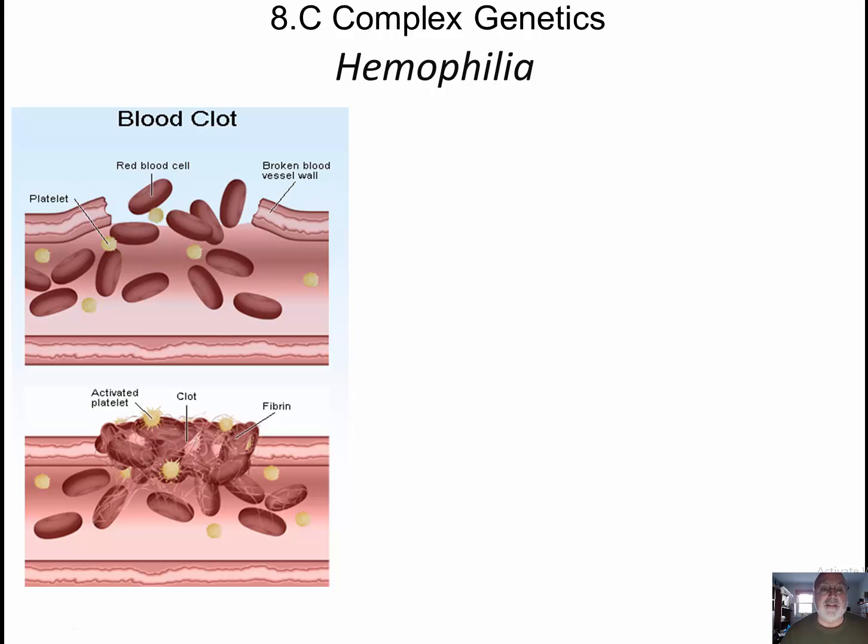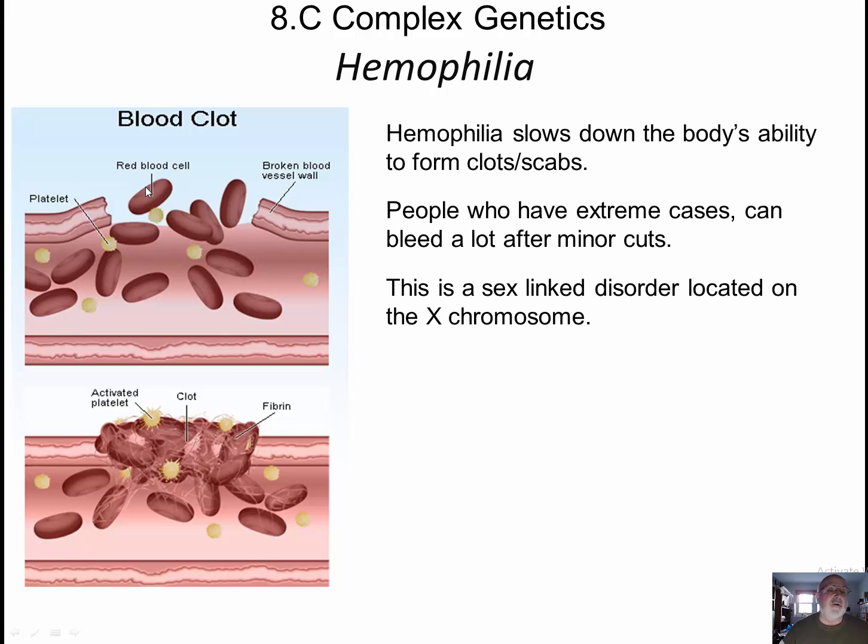Sorry, we have one more, hemophilia. Normal blood has red blood cells and white blood cells and plasma, as well as something called platelets. When we break a vessel, these go out and come in contact with oxygen or air, and they start growing this activated platelet clot material. It's fibrin, a protein, and it ties up all these red blood cells and makes a clot, which we call a scab. People who have extreme cases can bleed a lot. They don't have the ability to make the clots of the scabs, and it is a sex-linked disorder.